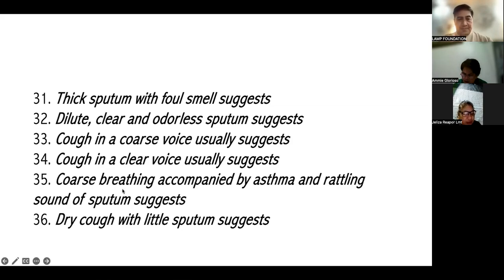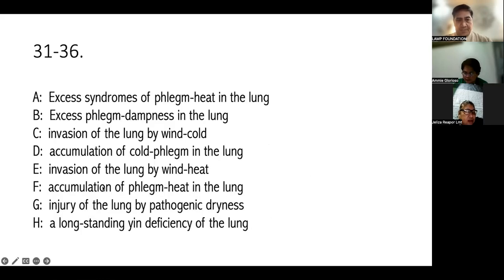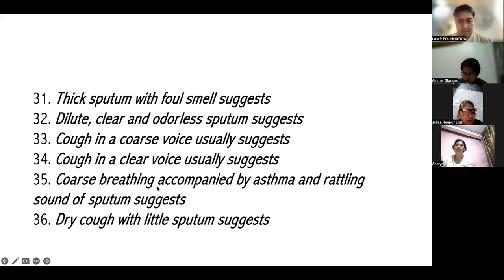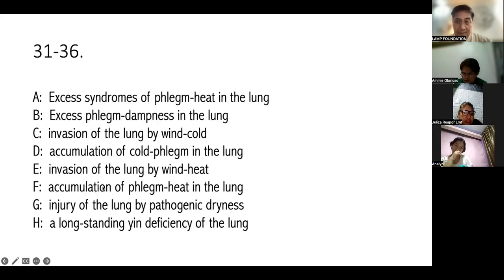Number 36, dry cough with little sputum suggests... Meron po siyang injury of the lungs by pathogenic dryness and a long-standing Yin deficiency of the lungs. Bali po yung ubo niya, meron siyang pathogenic dryness. Meron siyang Yin deficiency of the lungs na long-standing. Little sputum, kukunti lang. Konti na lang yung sputum niya, tuyong-tuyo. Yin deficiency na, Dok.